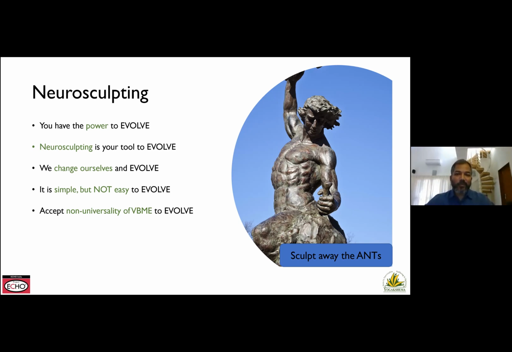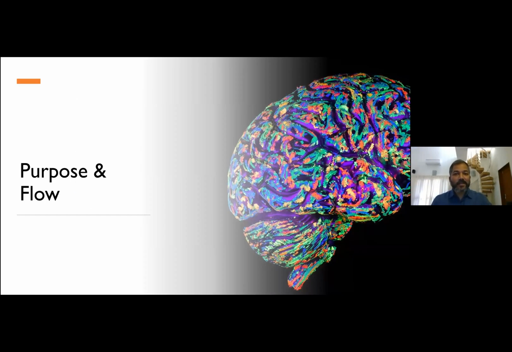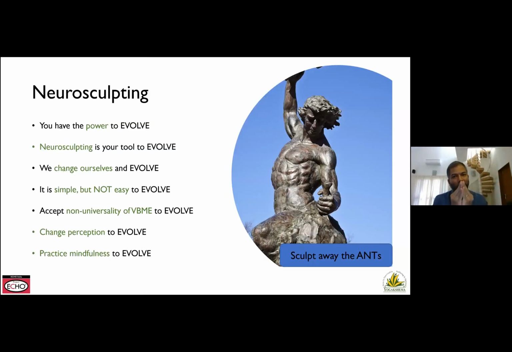Accepting non-universality of values, beliefs, morals, and ethics, changing perception, practicing mindfulness, all of that is about neurosculpting. So neurosculpting is about sculpting away our ants. As we find the ant, you sculpt it away, sculpt it away. The core, which is the fully evolved self, is already within us. We have covered it with various negative layers. Our idea is to slowly chip away the ants using neuroplasticity, doing the neurosculpting. And therefore, what we get to is the central core, which is the evolved being itself.